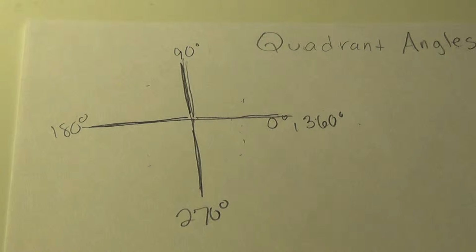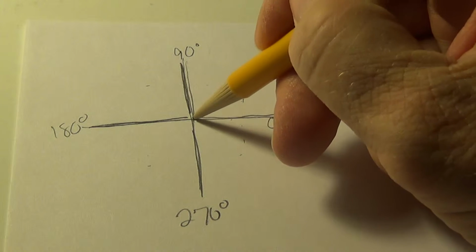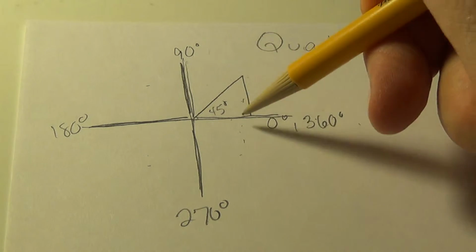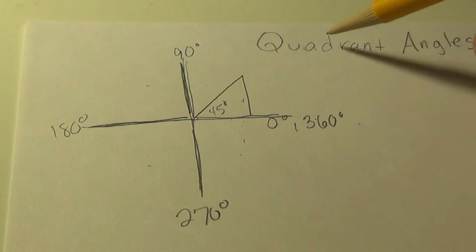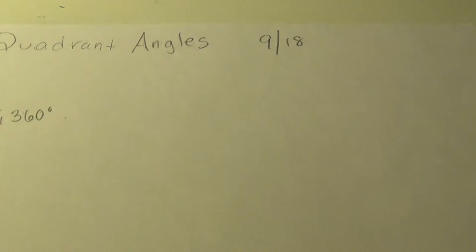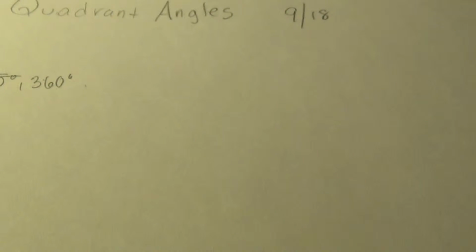If you try to draw a triangle at those spots, like if it was a 45, we could draw a triangle. But you'll notice that for these quadrant angles, that's not possible. So let's go ahead and see what their sine, cosine, and tangent are.